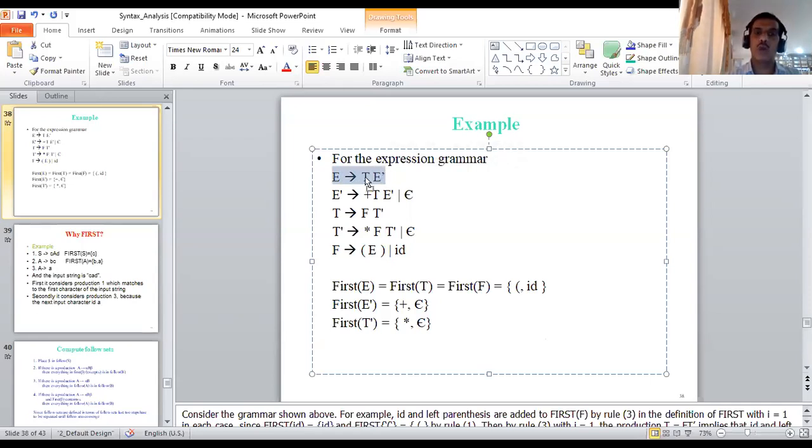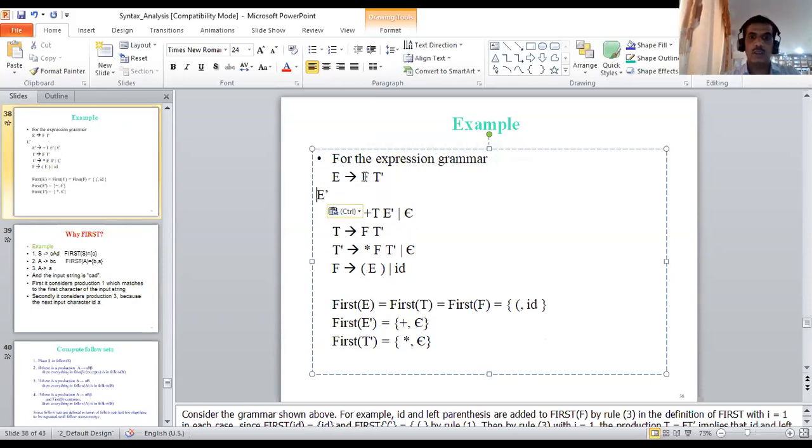I'm supposed to apply the production of T here. When I apply the production of T, I have one option for T. What is the option for T? T tends to FT dash. So in case of T, I'm supposed to apply FT dash. Should I replace this? Now, if I replace T with FT dash, what is my first of E? FT dash. Now F, once again, I can apply this one, or I can apply this one.